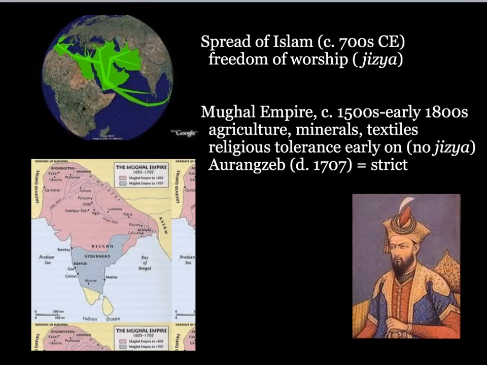Beginning in the 700s of the Common Era, the spread of Islam is going to bring successive waves of conquerors to the Indian subcontinent. You guys learned about Islam and the major tenets of Islam last year. As you will remember, Islam was born in the Middle East, and it spread to the west and it spread to the east as well, basically along trade routes.